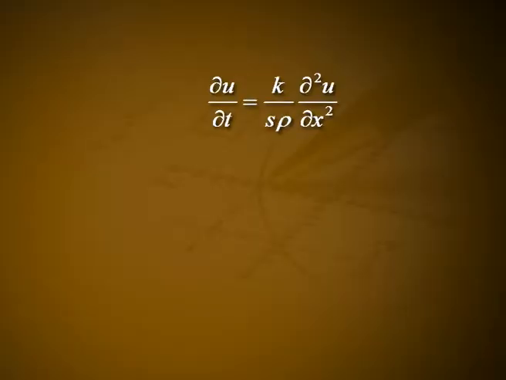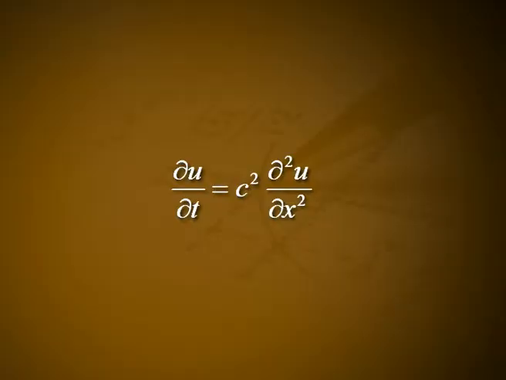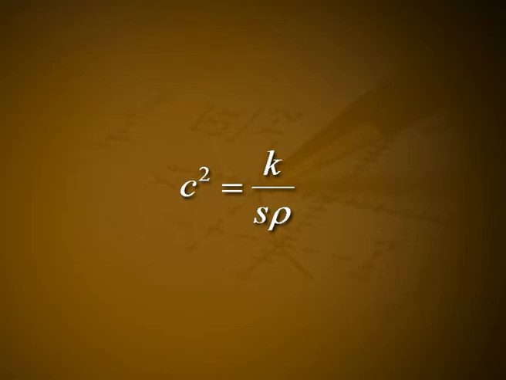Taking the limit as delta x tends to 0, we obtain dou U by dou t is equal to K by S rho into dou square U by dou x square, or dou U by dou t is equal to C square into dou square U by dou x square, where C square is equal to K by S rho. The equation dou U by dou t is equal to C square into dou square U by dou x square is called one-dimensional heat equation, and the constant C square is equal to K by S rho is called the diffusivity of the material of the rod.